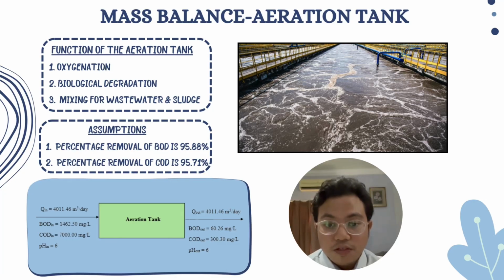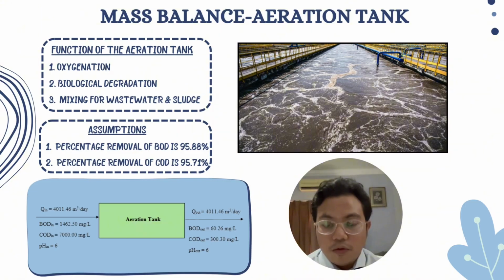There are two assumptions that can be made to do a mass balance for the aeration tank. First, the percentage of biological oxygen demand removal is around 95.88%. The percentage removal for chemical oxygen demand, COD, is around 95.711%. From the assumptions, we can do a mass balance calculation for the aeration tank.